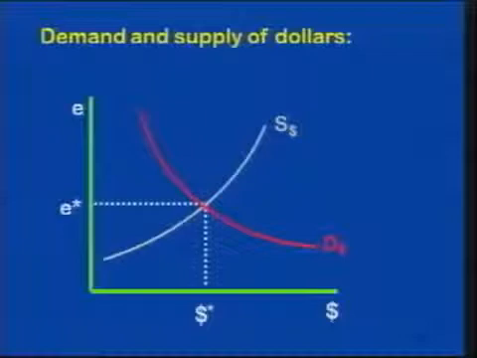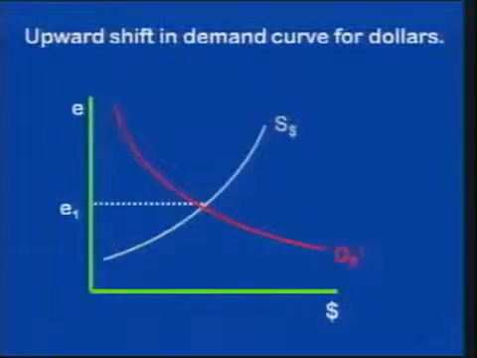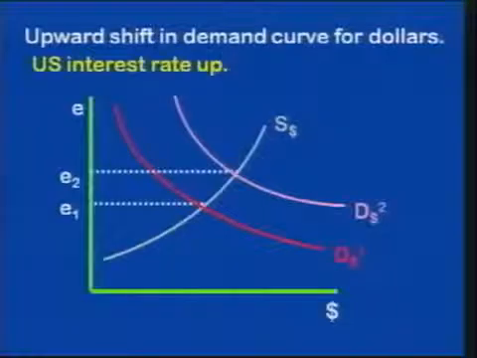Now let's look at things that would change. And the ones I'm going to choose are the things that are most important for understanding the full feedback on the macroeconomy. So we're going to come to these later, but I want to describe them right now. If anything causes the demand curve to shift outwards, then that's going to cause the dollar to appreciate. The most important factor that would cause the demand curve to shift outwards is an increase in the interest rate in the United States.